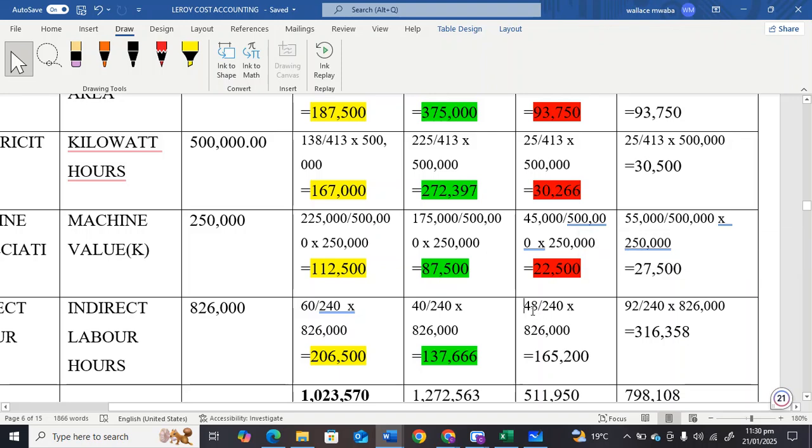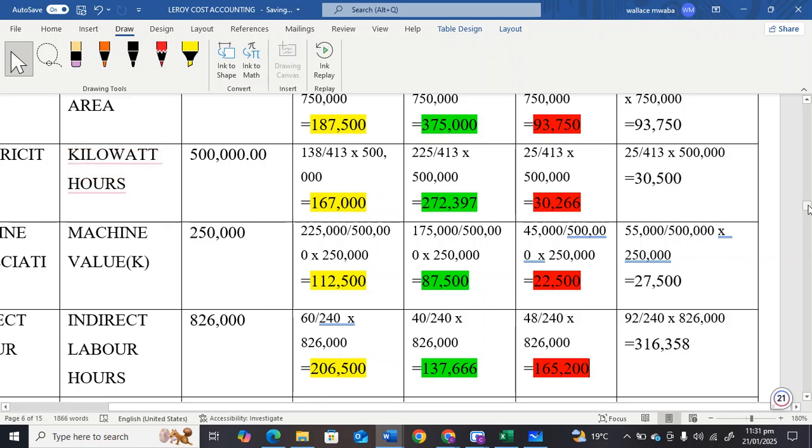Someone on the side, just make sure this one is also accurate. 48 over 240 times 826. Is it giving us this 162,500? Okay. So we can total them up. So plus 165,200.